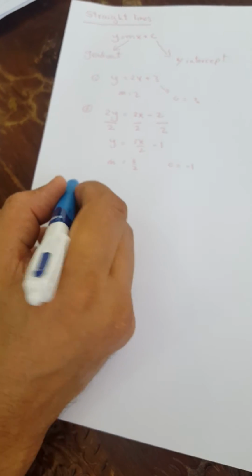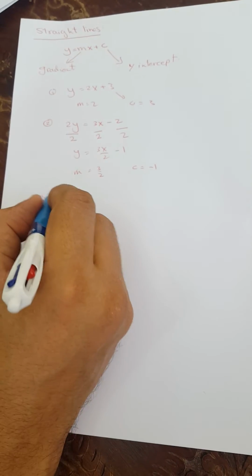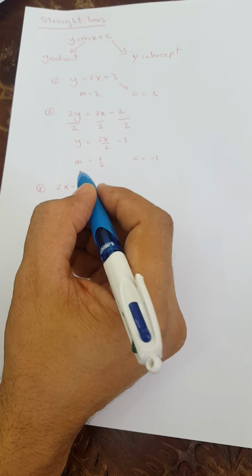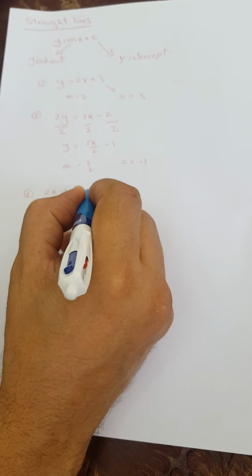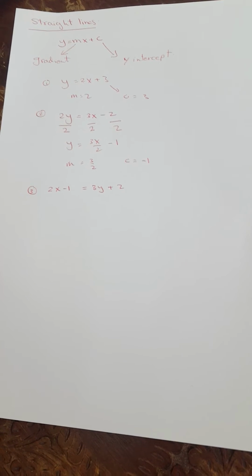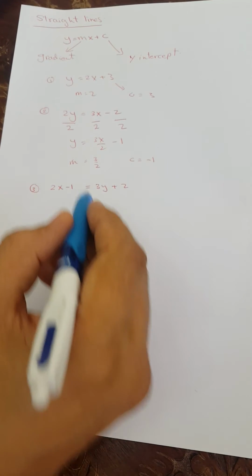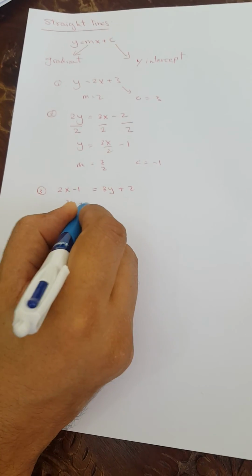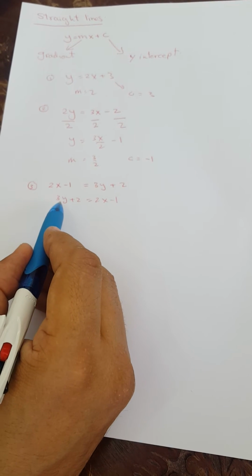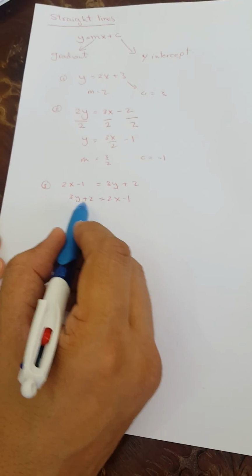Okay, if I give you something like 2x minus 1 equals 3y plus 2, and then I ask you what's the gradient of this equation, first of all, we have to put it in the standard form. I switch both sides, 3y plus 2 equals 2x minus 1, and then I make sure I leave y alone. So in other words, we make y the subject of the formula.